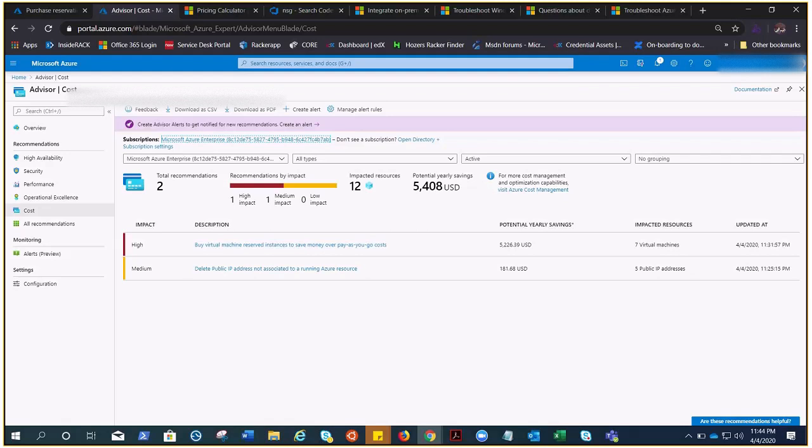It will help you utilize lifecycle management for the storage account to move the data and save money in a different tier. It will also give you recommendations on buying reserved instances. So there are so many ways this Azure Advisor can help you out here.